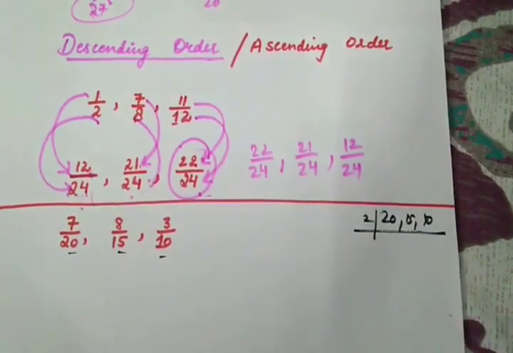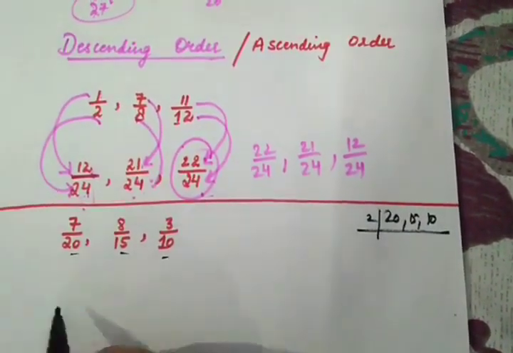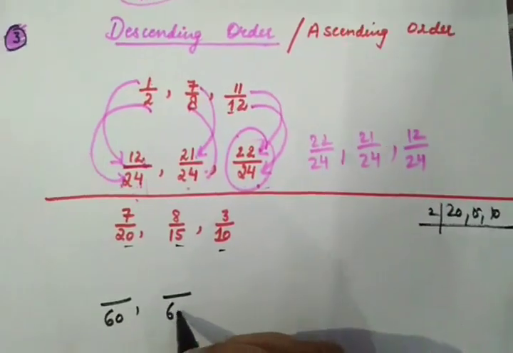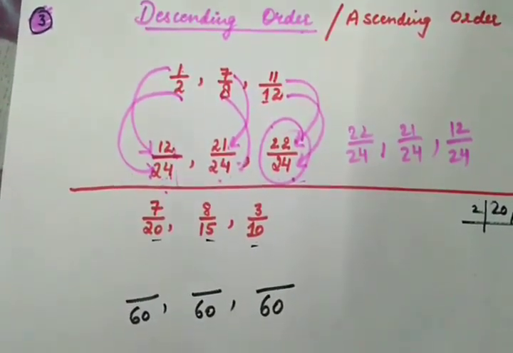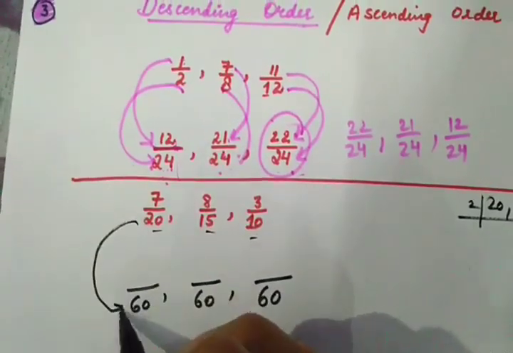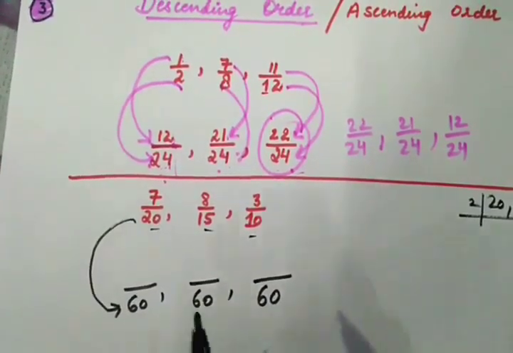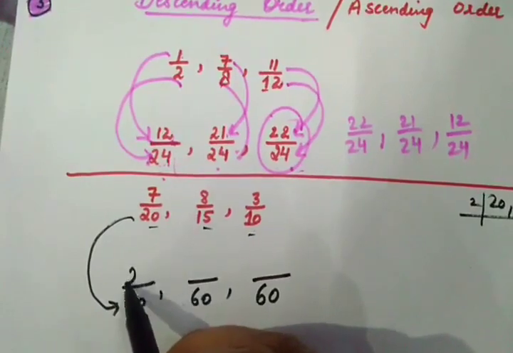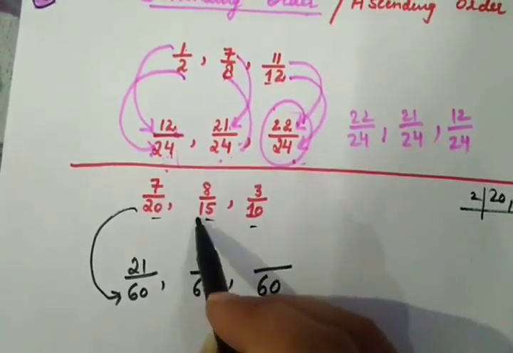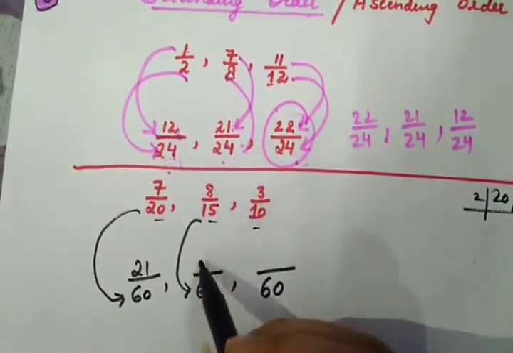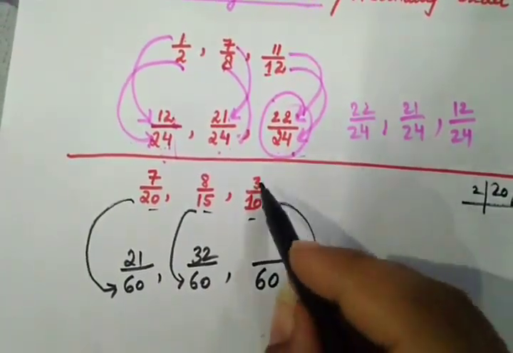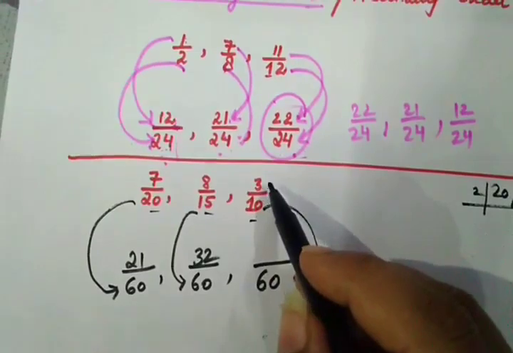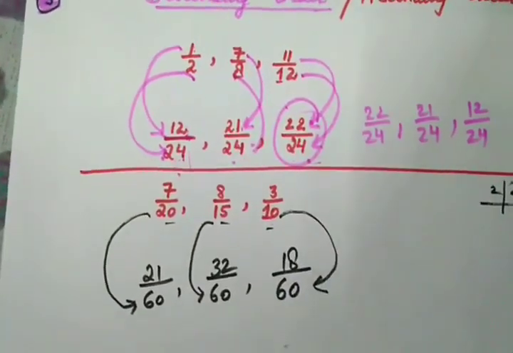Take the LCM with this procedure. Now, I will write 60 at 3 places since I am having 3 fractions. So when you are making 20 as 60, you multiply it by 3. So multiply 7 also by 3. 7 into 3, 21. 15 4s are 60, so 8 4s are 32. 10 6s are 60, so 3 will also be multiplied by 6, so 3 6s are 18.